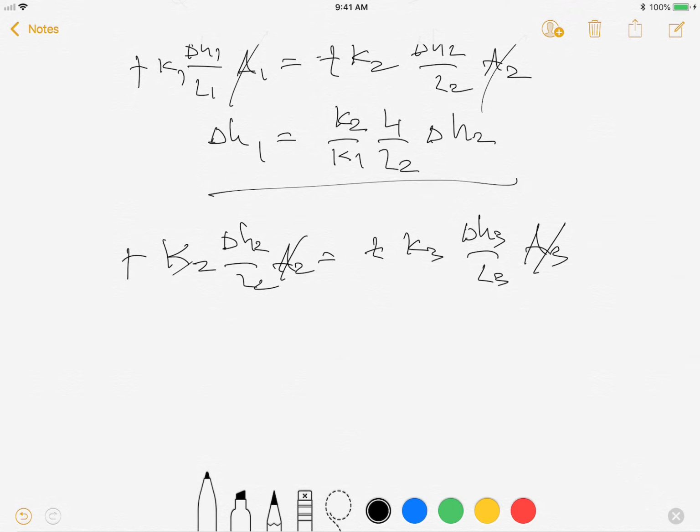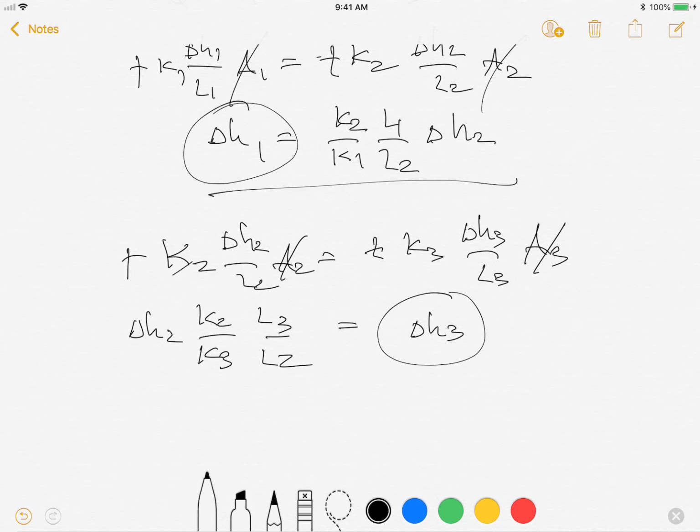Okay, and we want to write everything in terms of K2, or delta H2, and so we could say, well, delta H3 is going to be equal to delta H2, and then we've got K2 divided by K3, and then we've got L3 divided by L2. And so now we've written this in terms of delta H3 and delta H1.